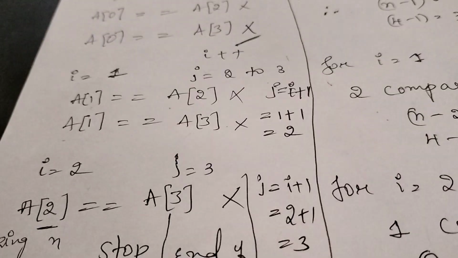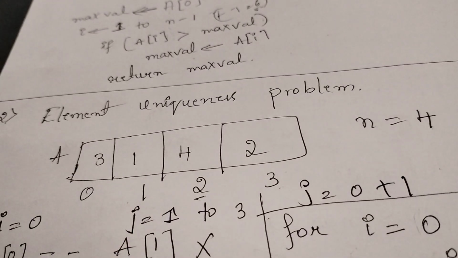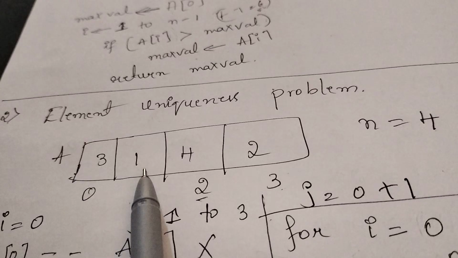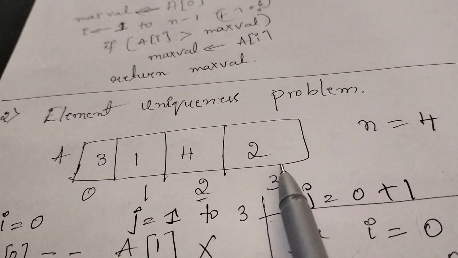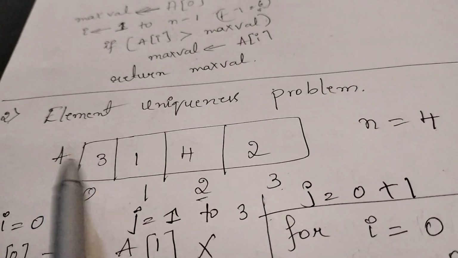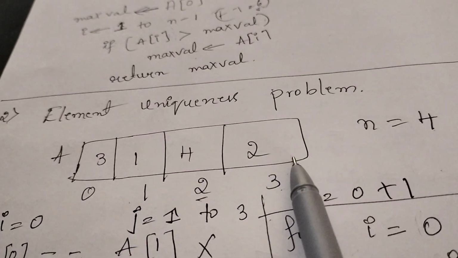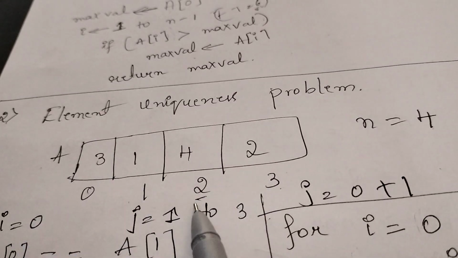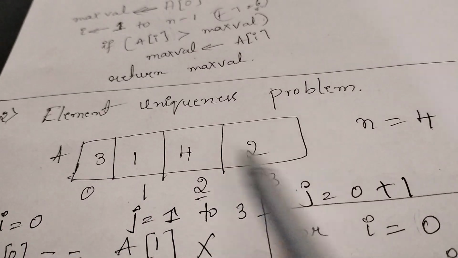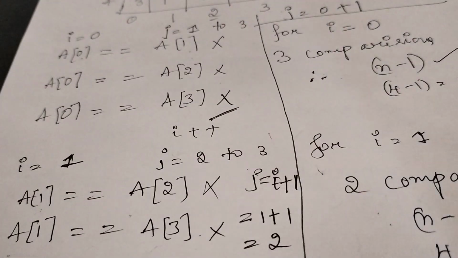Now we are done with this comparison. In the first iteration, A of 0 is compared with A of 1, A of 2 and A of 3. In the second iteration, A of 1 is compared with A of 2 and A of 3. In the last iteration we are left with one comparison: A of 2 should be compared with A of 3. Here 4 is not equal to 2, the condition is true, and we also reach the end of the array.